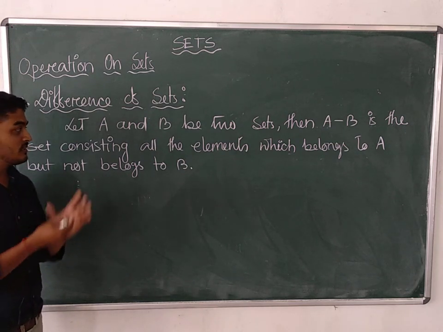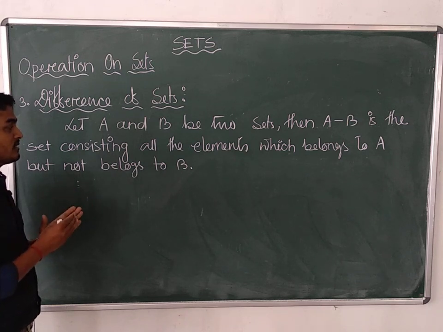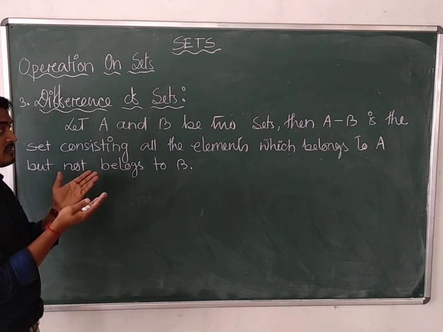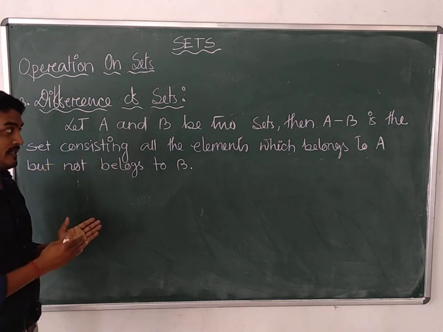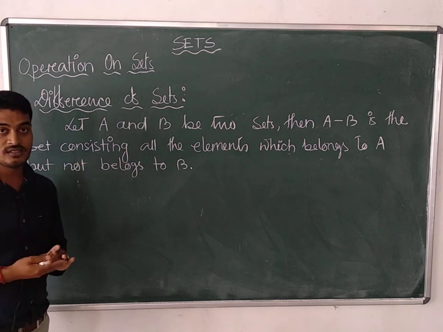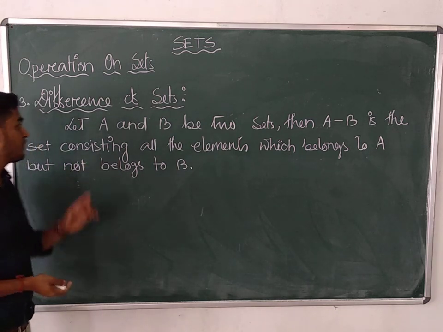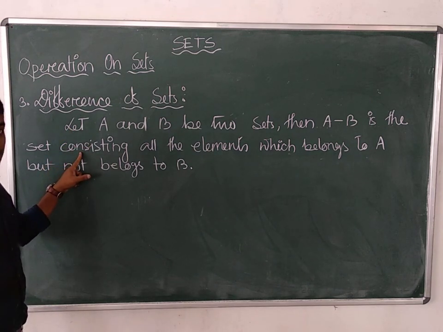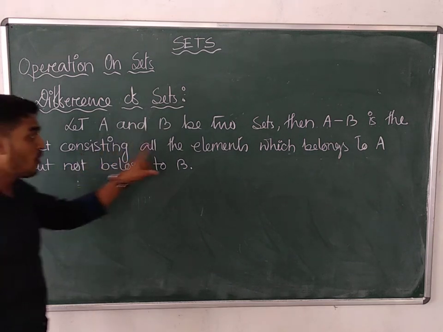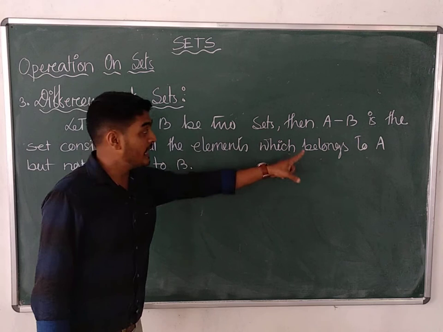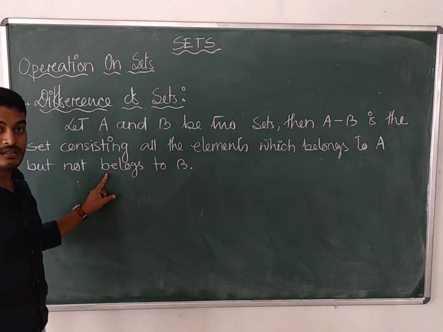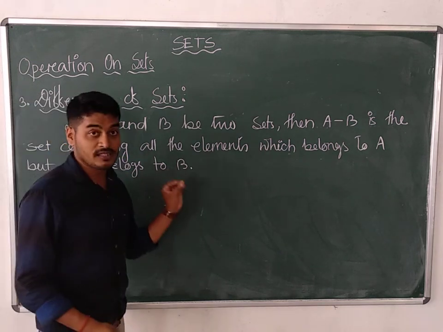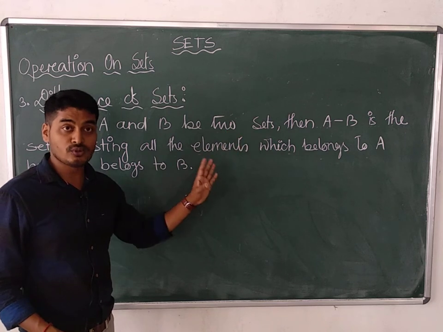So what is the meaning behind it? We will try to find the difference between two sets, and A minus B is the representation of this. What type of elements will be there in the difference between two sets? Let's go through the definition. Let A and B be two sets, then A minus B is the set which consists of all the elements which belong to A but do not belong to B. Okay, so it will contain all those elements. Remember, A minus B itself is a set because this is an operation between two sets.